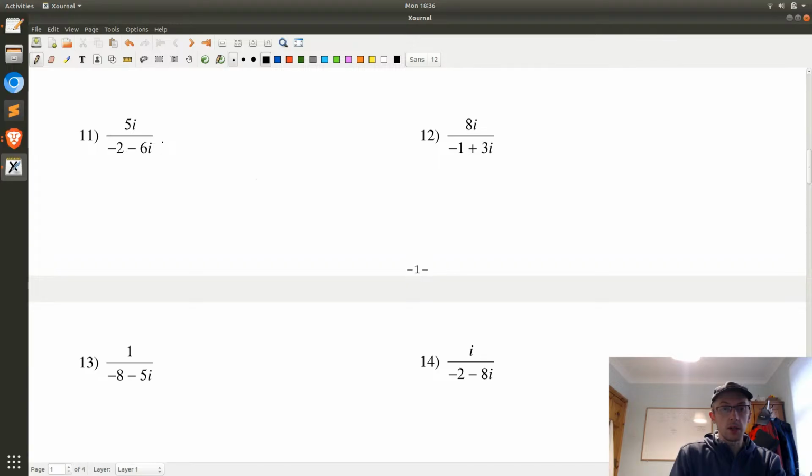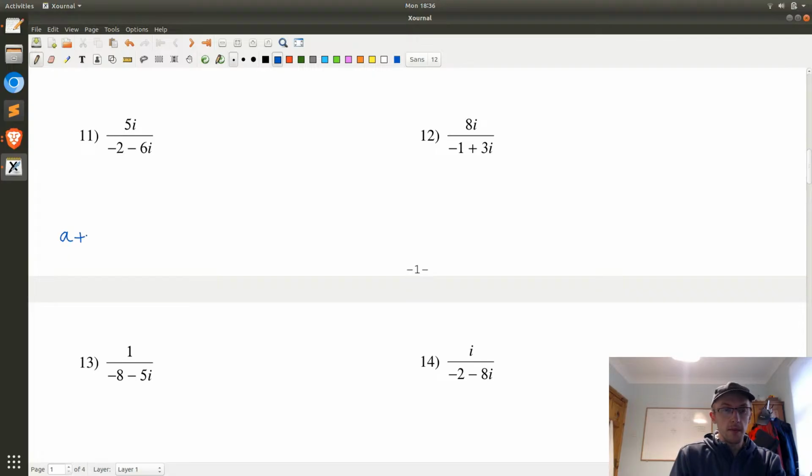Here, what do we do? Multiplying the top and the bottom by i won't work because that's not going to get rid of the imaginary parts down here. What we need is a new trick. We multiply the top and the bottom by what's known as the conjugate. The conjugate of the complex number.